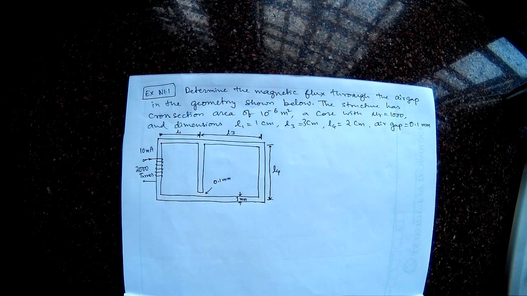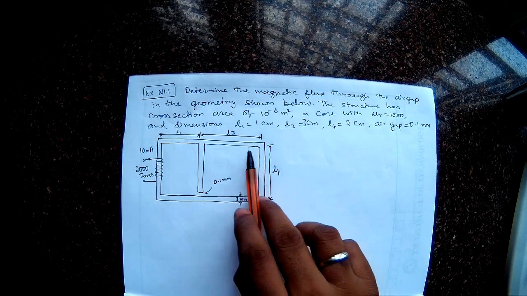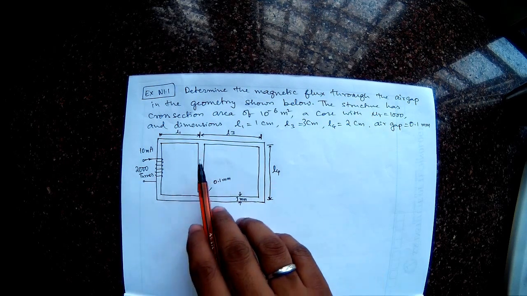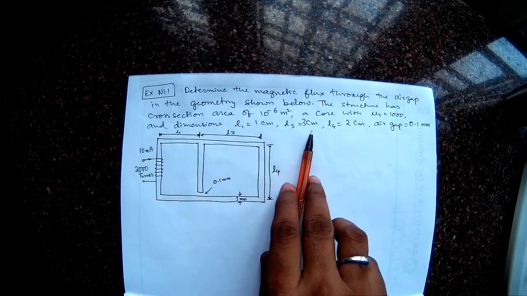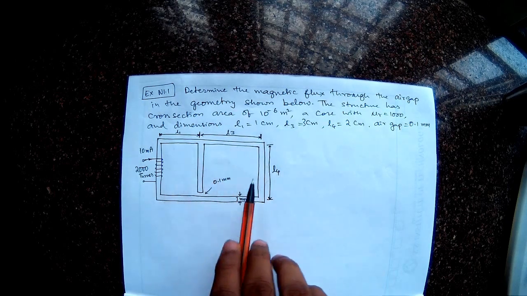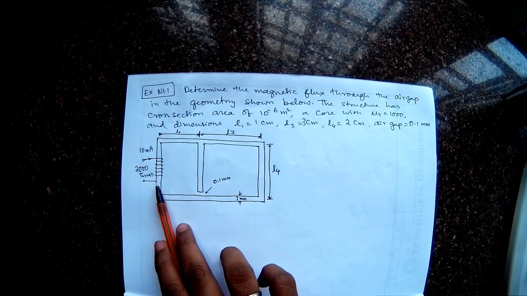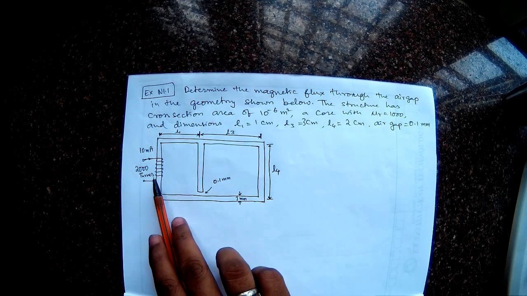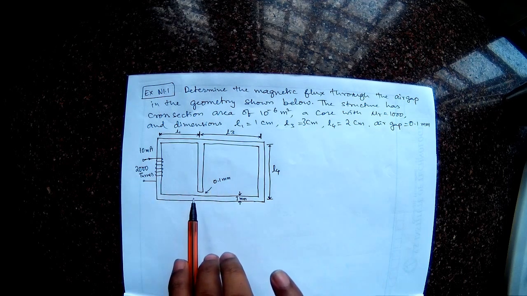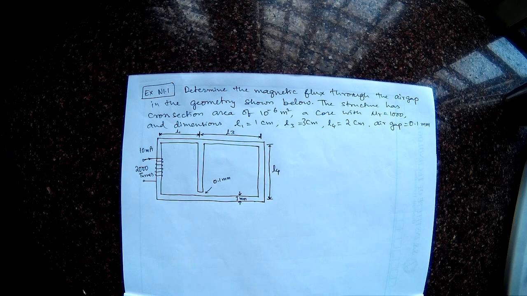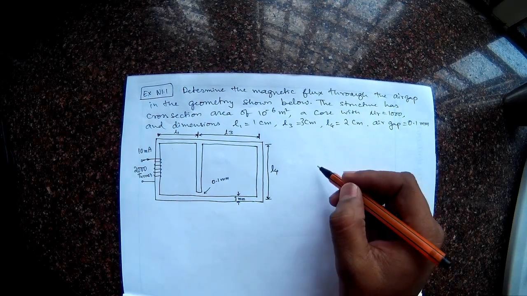This is a parallel magnetic circuits problem, so I think it will be interesting. The question is: determine the magnetic flux through the air gap. When you look at the structure, L1 and L3 are two lengths. L1 is 1 centimeter, L3 is 3 centimeters. Obviously it is not symmetric, and the coil providing the ampere turns is on the left limb. Just by looking at it, I can draw the electrical equivalent circuit, so maybe we will try to do that first.